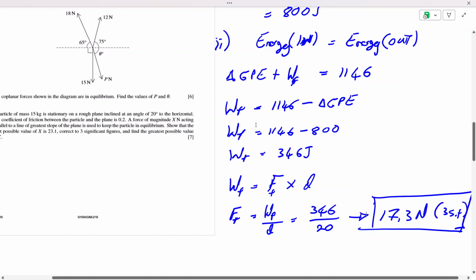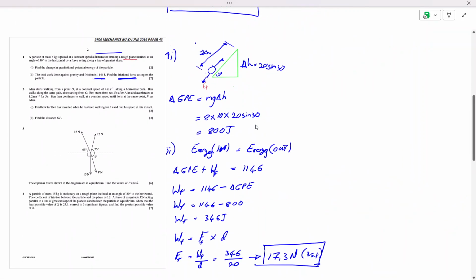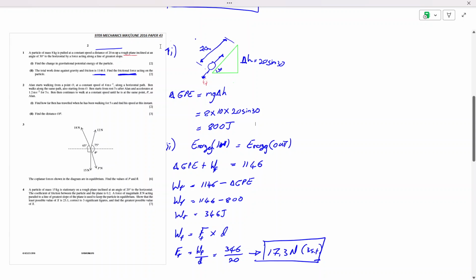And then that's it for number one. If you want to take a screenshot, you can take a screenshot right here. Just going to clear up everything.